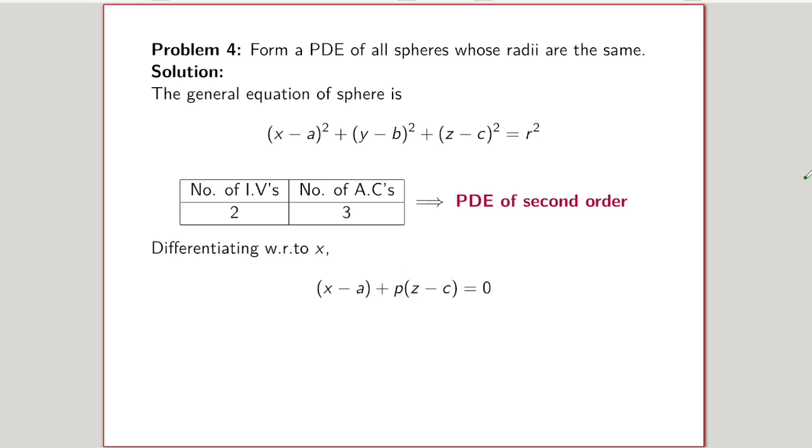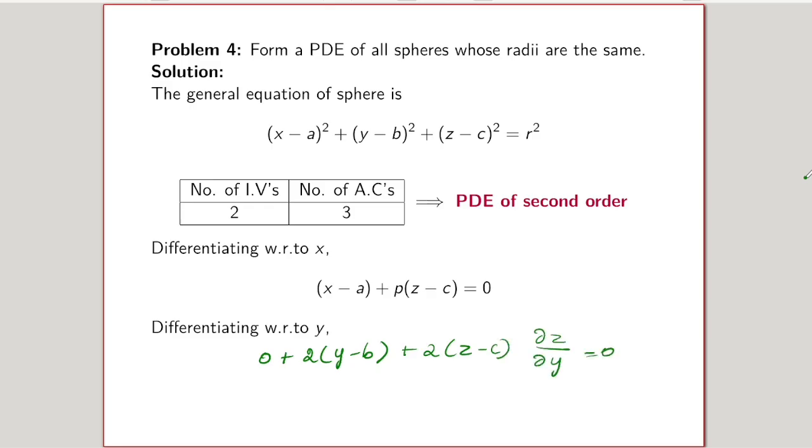Next, differentiating with respect to y, we will be getting 0 plus 2 into (y minus b) plus 2 into (z minus c) into ∂z/∂y equal to 0. We can cancel this 2. So we will be getting (y minus b) plus (z minus c) into q equal to 0.